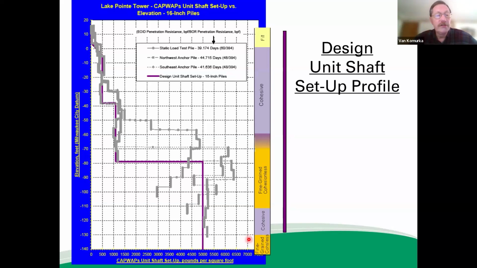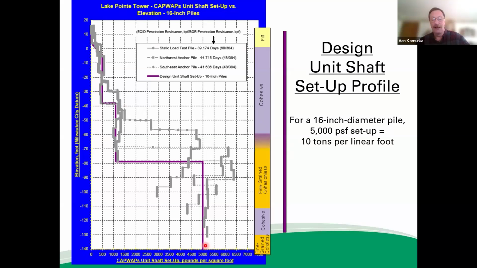So then to choose for design, there's two ways to do it, and we'll talk about it. One way to do it is to take a unit shaft setup design envelope, which is in the purple. So we're going to say for this project, we are going to use a unit shaft setup profile that looks like this. And that's one way to do it. And you can now ascribe these setup values to these various soil deposits, maybe for a database for future projects in the area. And again, if we take this design shaft setup envelope and apply it to a 16-inch pile side area.